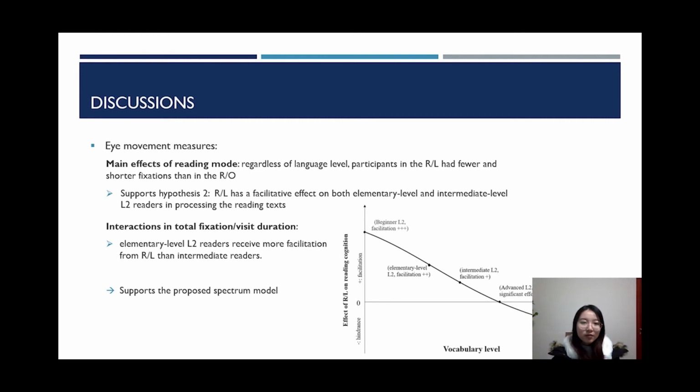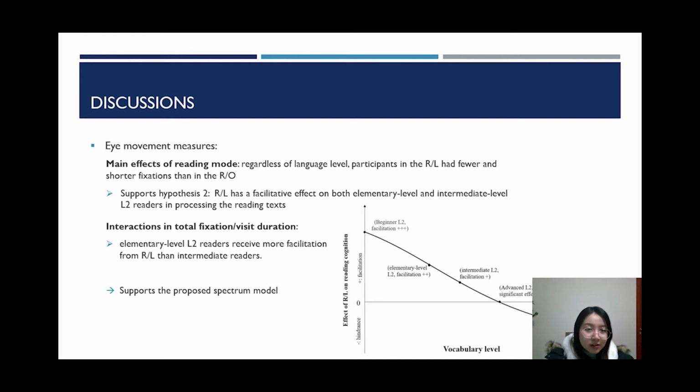On the cognitive level, the main effect of reading mode shows that regardless of language level, participants in the RL had fewer and shorter fixations than in the RO. This supports our second hypothesis that RL has a facilitation effect on both subject groups, and the interactions in total fixation and visit durations show that elementary level L2 readers receive more facilitation from RL than intermediate readers to some degree. And these two findings support the proposed spectrum model for audio support effects on reading cognition.